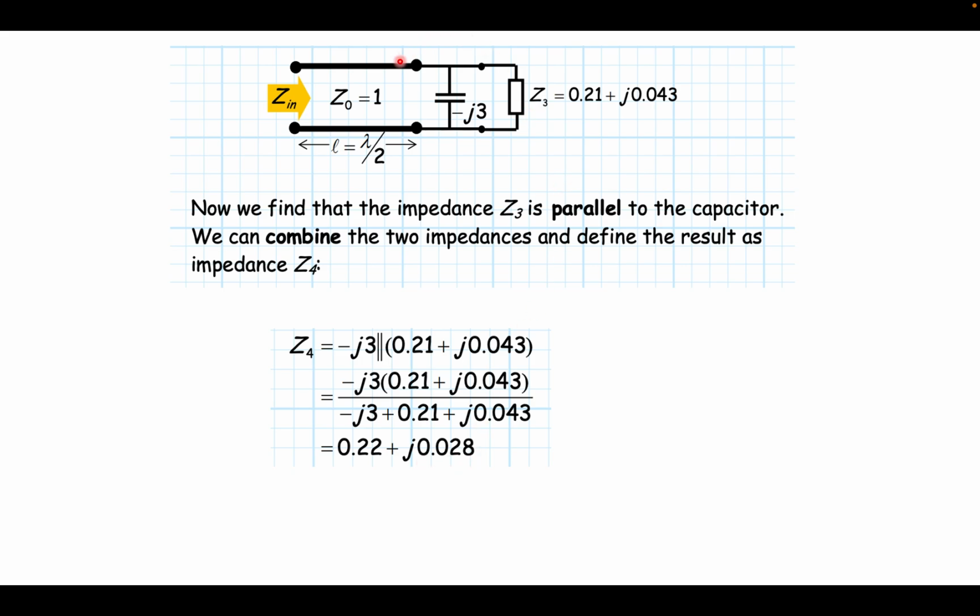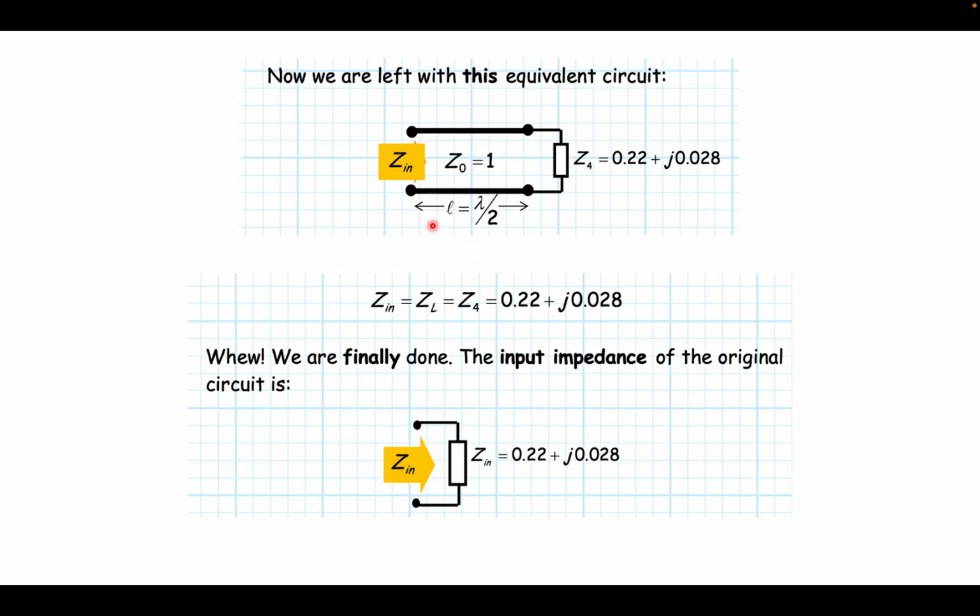So now you know the load impedance of this first transmission line, because the load impedance is just Z4, right? So now I can go one step beyond, and you see my whole big network is now reduced to this simple thing, right? It is a transmission line which has Z naught equal to 1 ohm, and its length is lambda by 2, and the load impedance across it is just 0.22 plus j times 0.028.